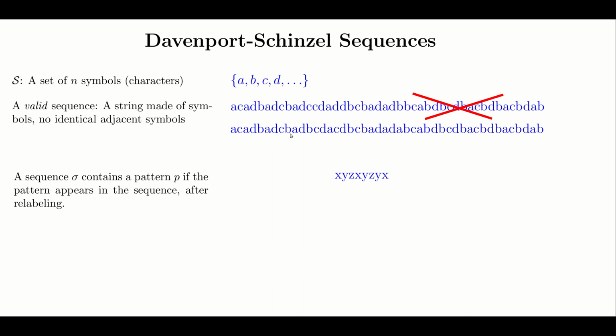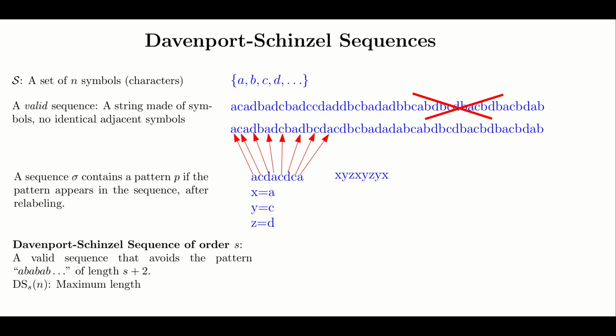Finally, we need to look at the concept of matching. Consider a sequence sigma and a pattern P. The pattern is another sequence or a string over another alphabet. In this example, the pattern is over alphabet X, Y, and Z. We say a sequence matches a pattern if we could relabel the symbols in this pattern P such that the resulting relabeled pattern appears as a substring of the sequence sigma.